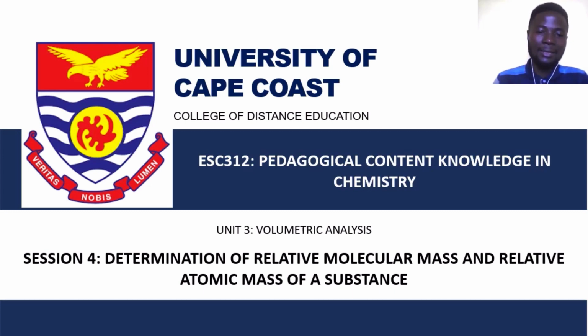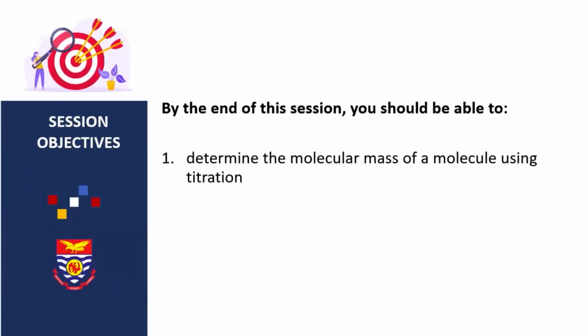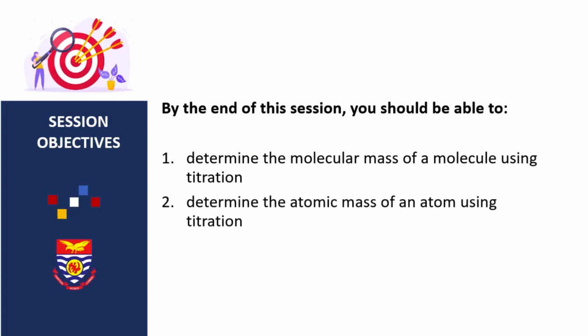And in this session, we are going to determine the relative molecular mass and relative atomic mass of a substance. The objectives for this session are to determine the molecular mass of molecules using titration, and then to determine the atomic mass of an atom using titration.